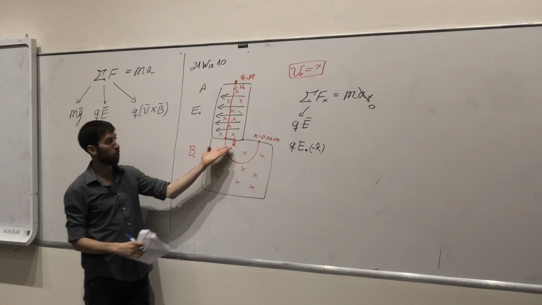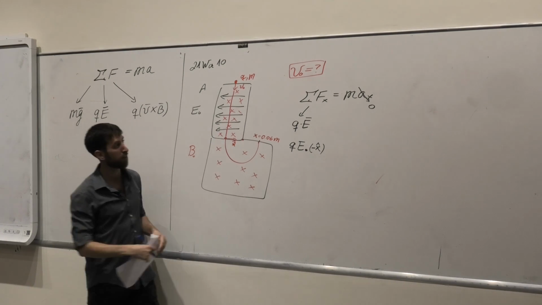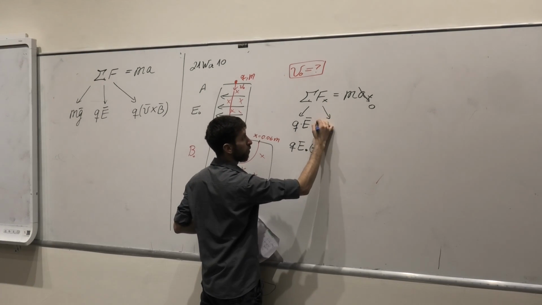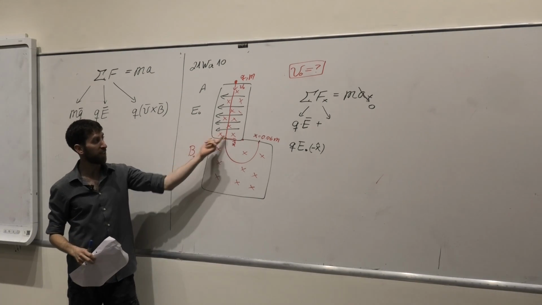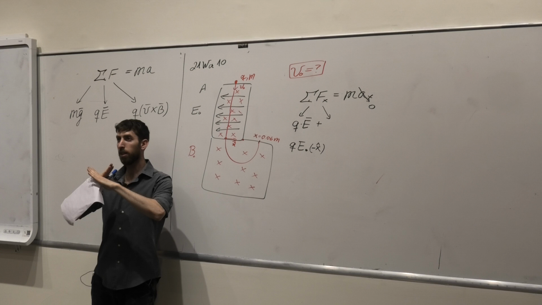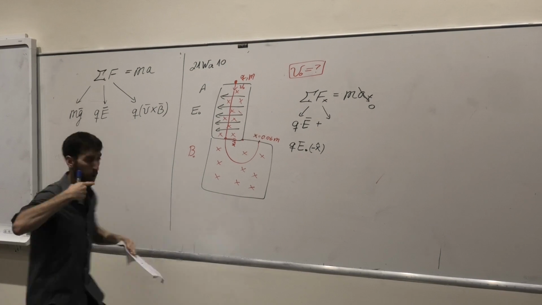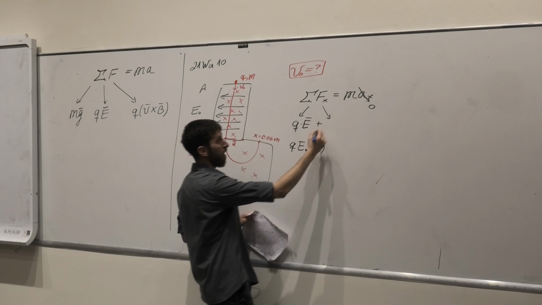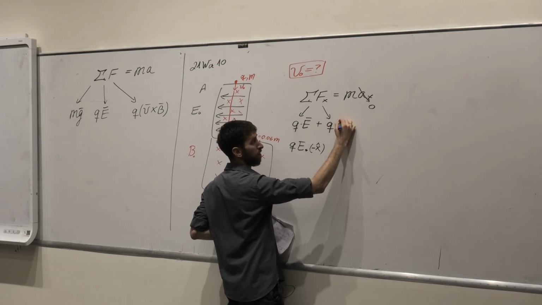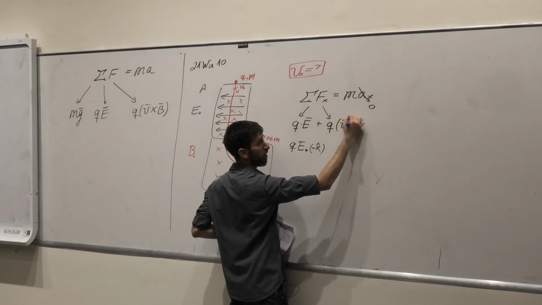Minus x, because they already gave us the axis, right? Good. Another force that could be is the magnetic. We see this axis. What does the x tell us? That we see the tail of the arrow, right? So the magnetic field is in this direction. So we have Q, we have V cross B, right?